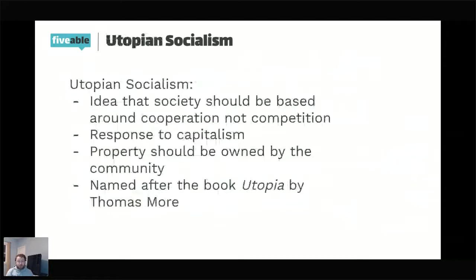So let's talk first about utopian socialism. All right, so utopian socialism is kind of the first brand of socialism that develops in the 1800s. This is the idea that society should be based around cooperation, not competition. And when people think about socialism, and especially things like communism, they tend to think about this idea.